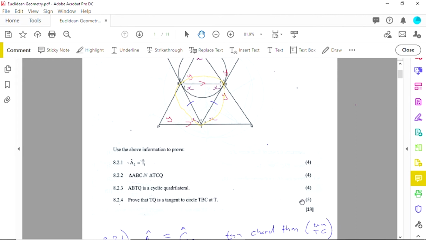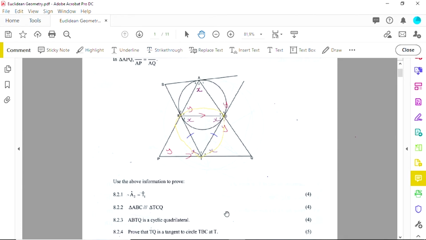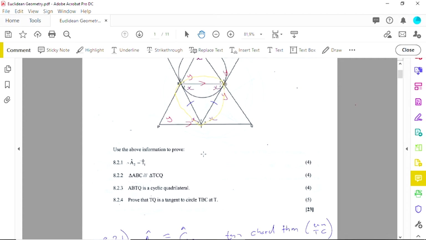I'm not sure why we have so many marks, but it should be that simple. If we just show that C3 is equal to B3, which we have already done, then we are done with it. It's a matter of just writing this down. Or we can show that T3 is equal to C2. If you can show that C3 is equal to C2, we are also done. And that has been done as well. So it's a matter of just writing the reasoning down. So we are done.